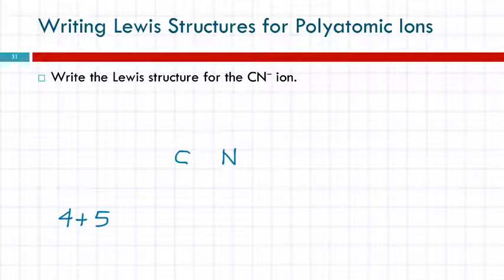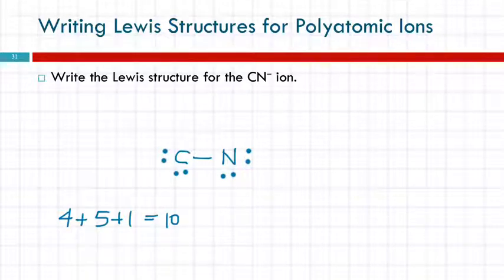No, it means I have to add an electron, because electrons are the negative charges, and if this overall has a negative charge, it means it has an extra electron. So I need to add 1. So that's going to give me 10. Then I'm going to draw a bond. I have to connect the atoms. So that's 2, 4, 6, 8, 10.